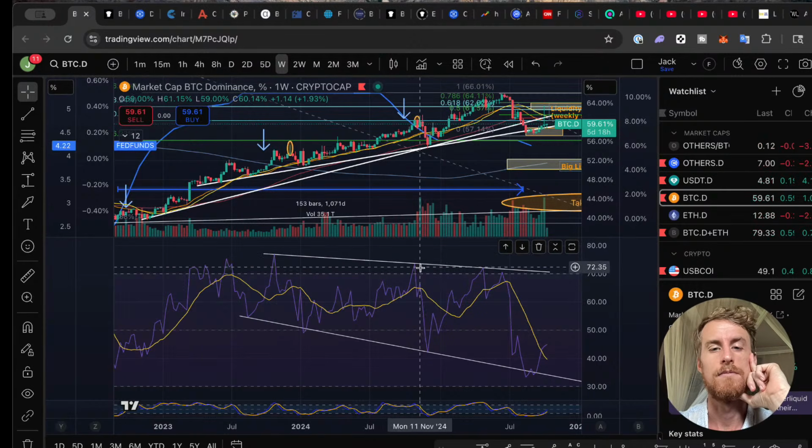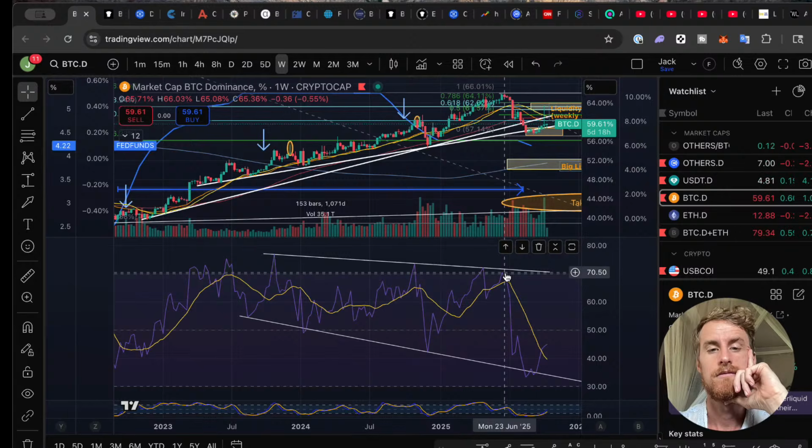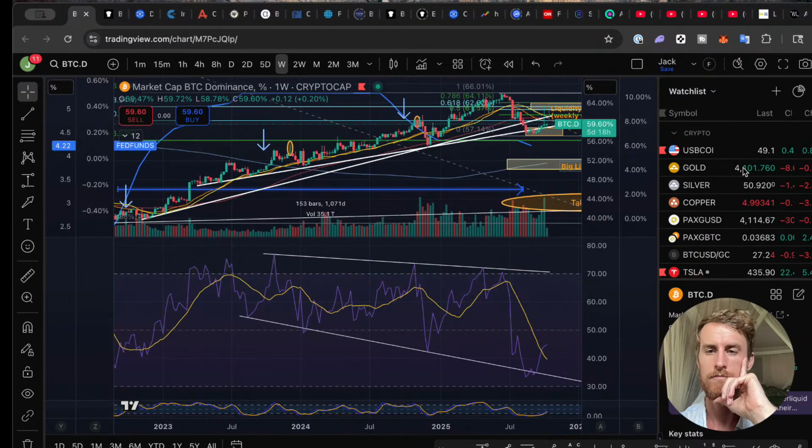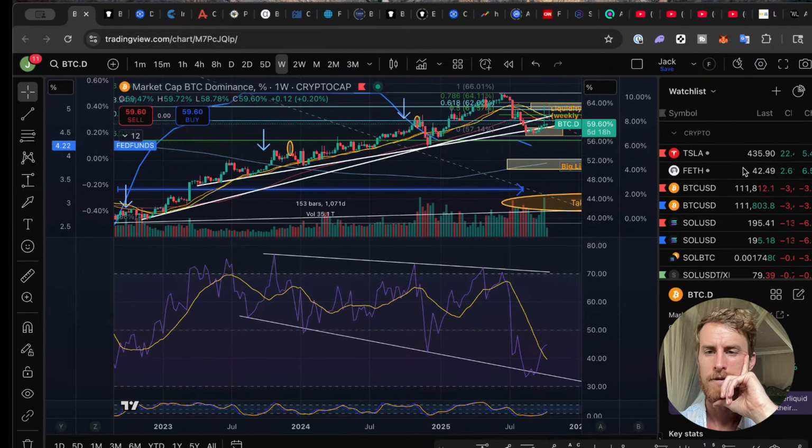But there is bearish divergence. Let's see. Well, yeah, even the Bitcoin dominance is looking kind of bearish. Man, Bitcoin is still continuing to dump.